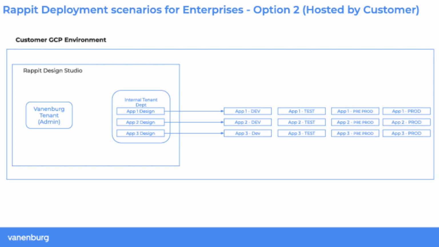One is Rappit is hosted by Vandenberg and running applications are in the customer's environment. The second option is that hosting of Rappit itself is done by the customers in the customer's environment, and running applications are also in the customer environment. So typically, if you look at it, in both options the running application is in the customer's environment. The difference is in where Rappit is running for the designer, whether it is running from a Vandenberg environment or in the customer's own environment.